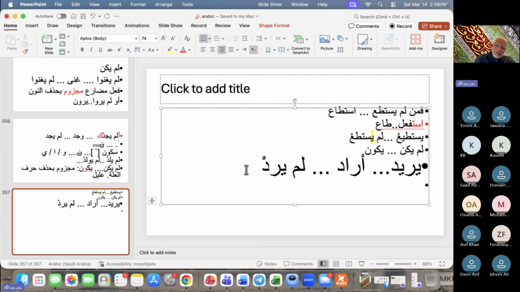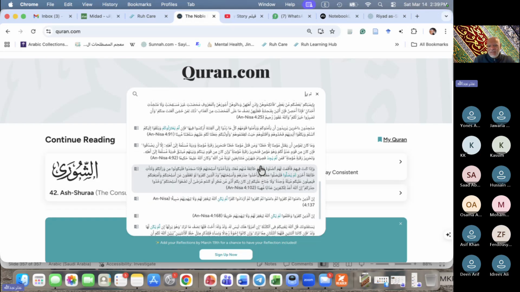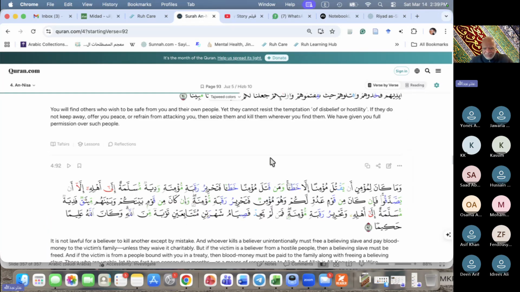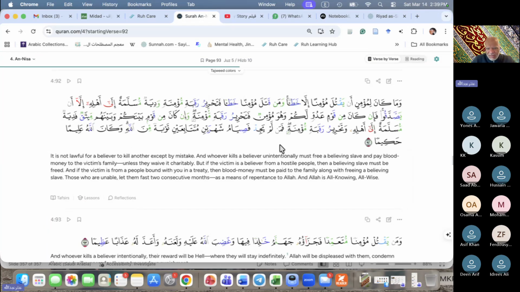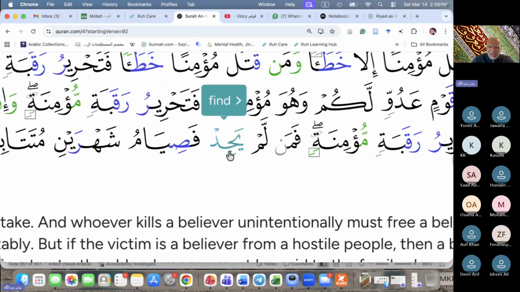So we just give some examples of these. These are not common, but the common ones are to have the sukun and to have the dropping of the noon. So we have فمن لم يجد. Here, for example, فمن لم يجد, lam and yajid with the sukun.